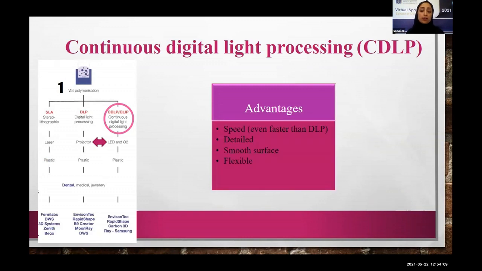Continuous digital light processing, or CDLP, is another kind of vat polymerization process. But just like DLP, it uses a whole image of each layer. But the difference is that the light source in DLP is usually an arc lamp. However, the light source in CDLP is LED and O2. The other difference, as the name implies, is that the platform continuously moves rather than pausing and replenishing, which speeds up printing and makes it even faster than DLP. The final products are detailed, they have a smooth surface, and they can also be flexible.